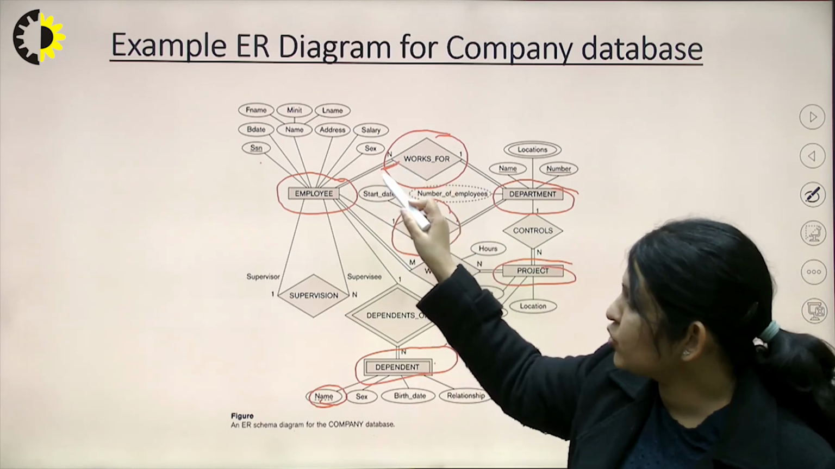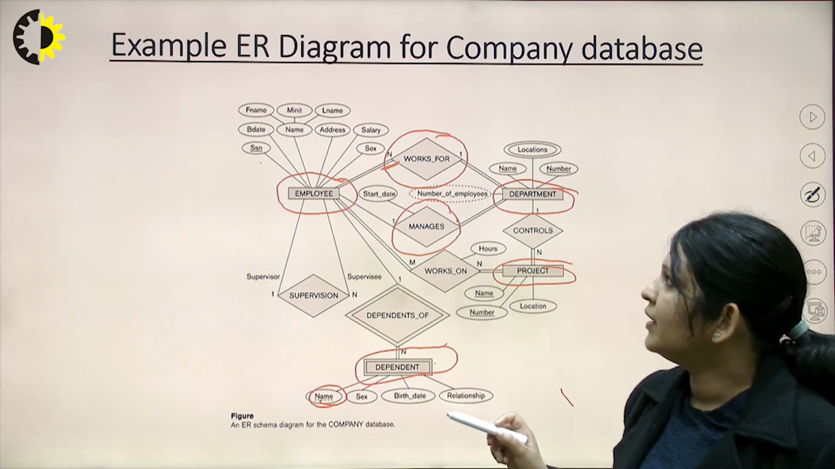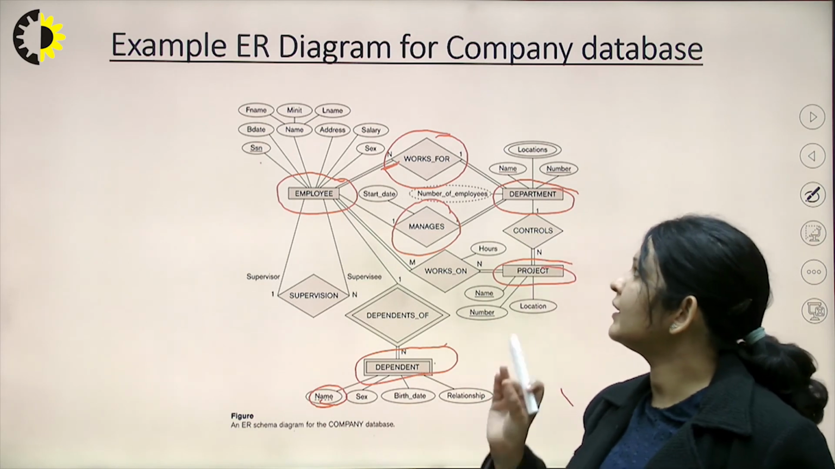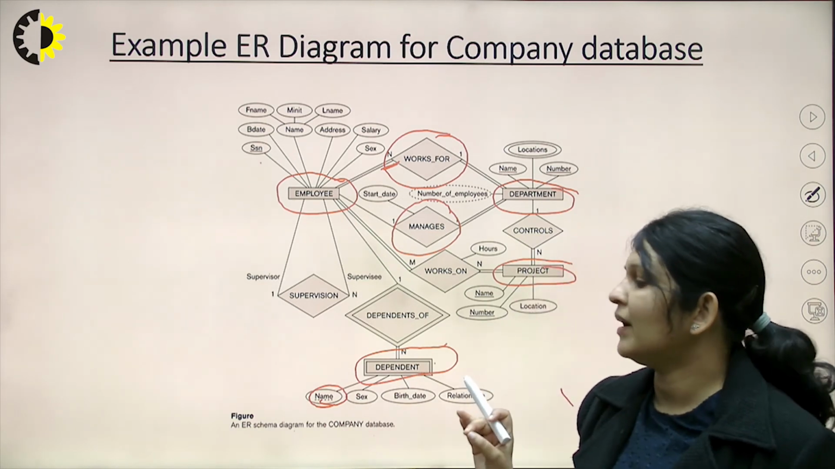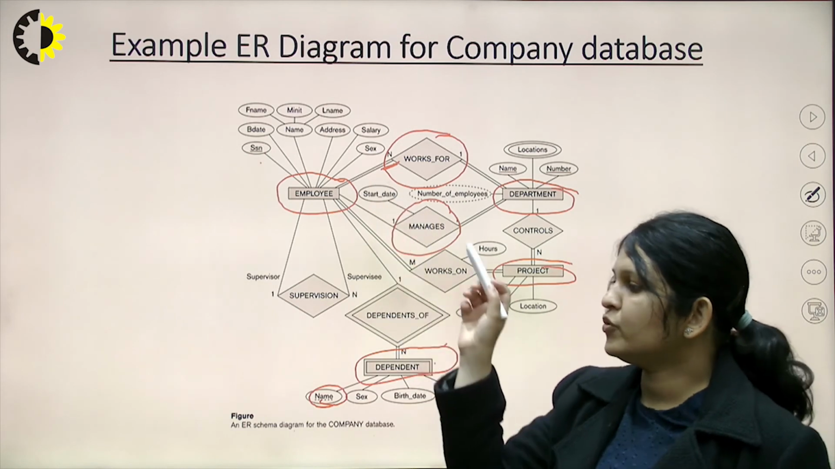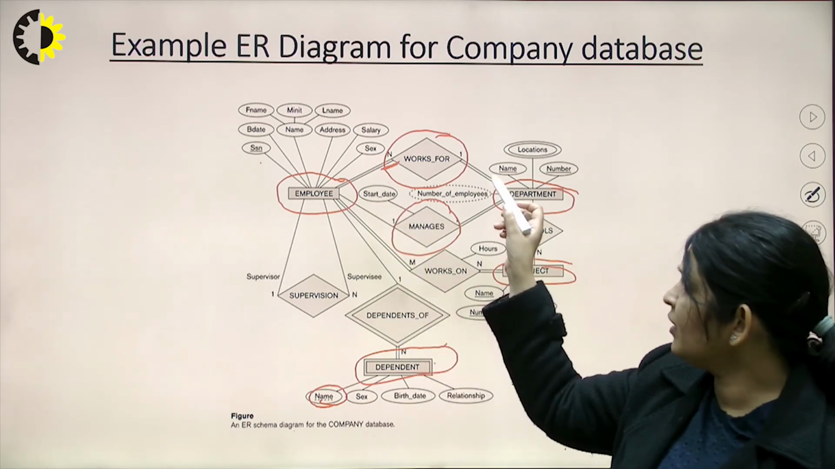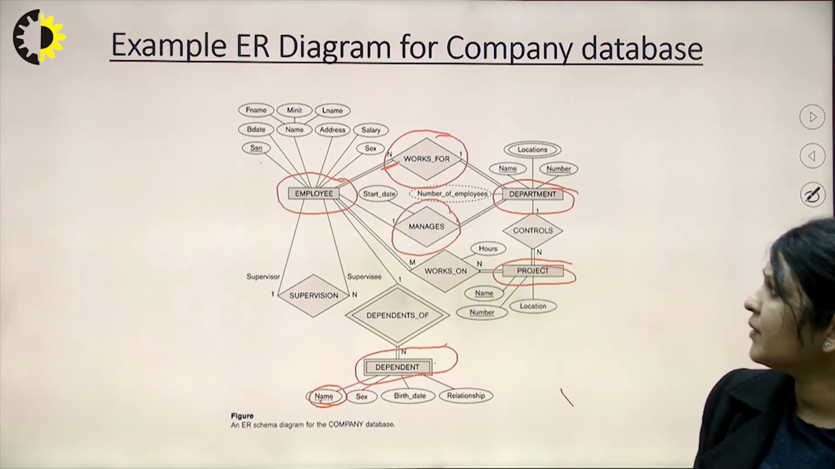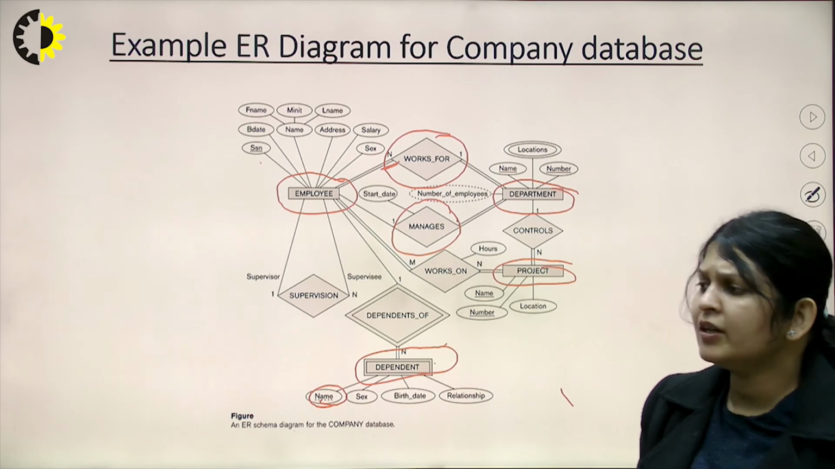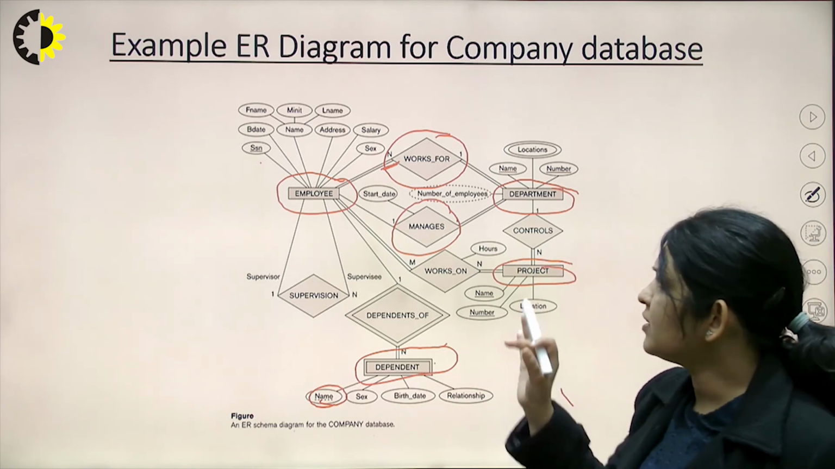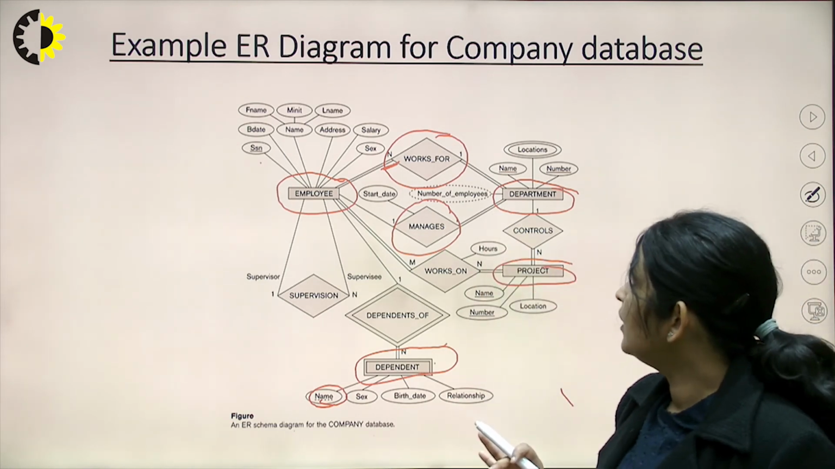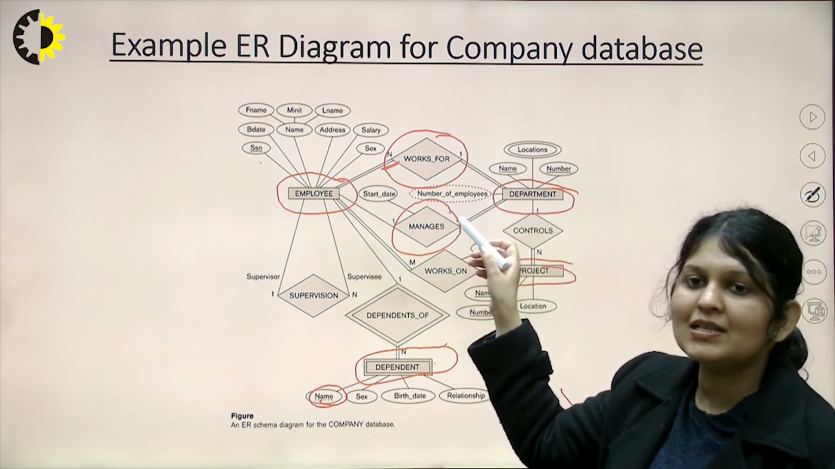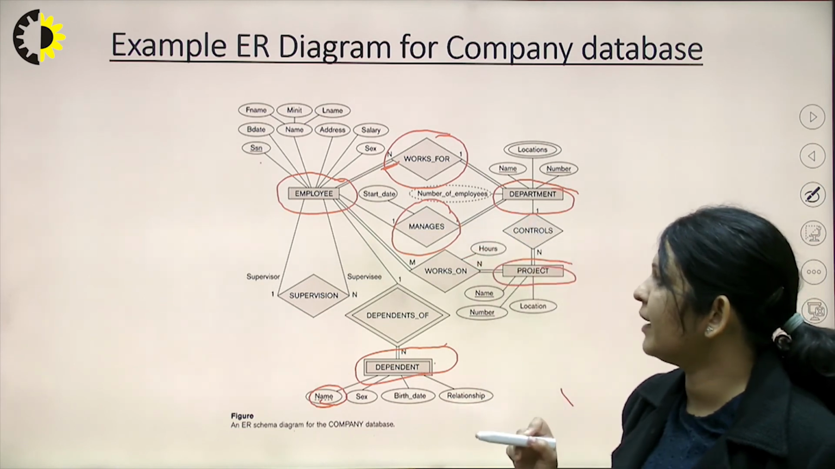Now the double line shows total participation, that is in works_for each employee should be related to some department, so it is total participation. For that we have shown a double line. Department also we have shown through a double line because each department should have employees. So this is how we show total participation. Now we can also have derived attributes, such as the number of employees in a particular department.